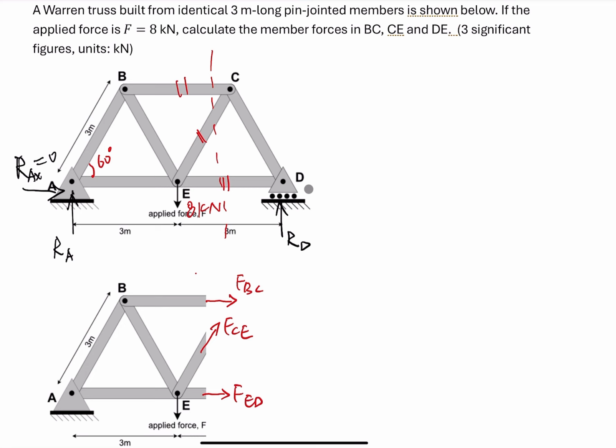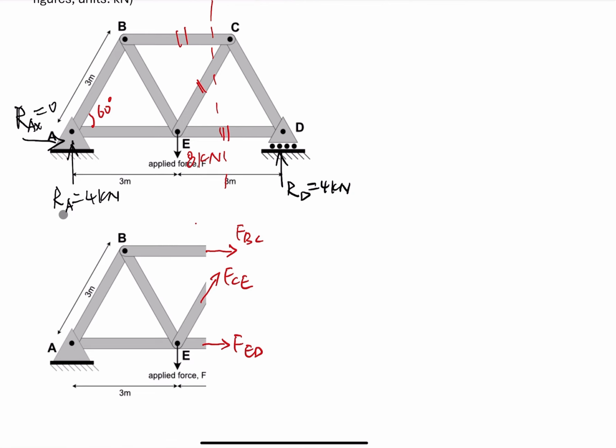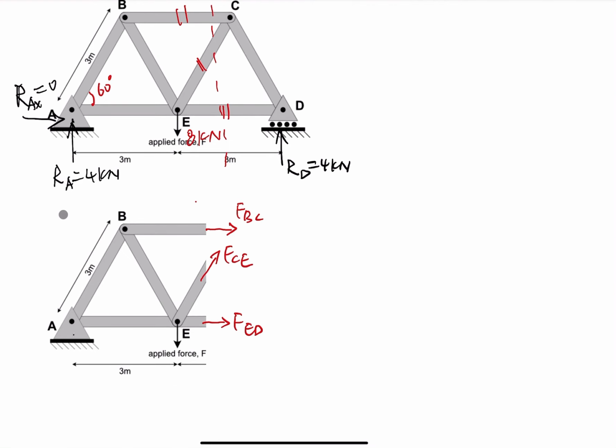Then we find this structure is in symmetric conditions. So the geometry is symmetrical, and the force is also symmetrical. So we know the force at point E is 8 kilonewton. By using symmetry principles, we know RA equals RD equals 4 kilonewton. So RD is 4 kilonewton over here, and the direction is up as well.